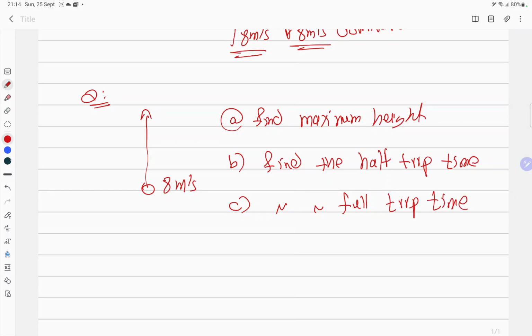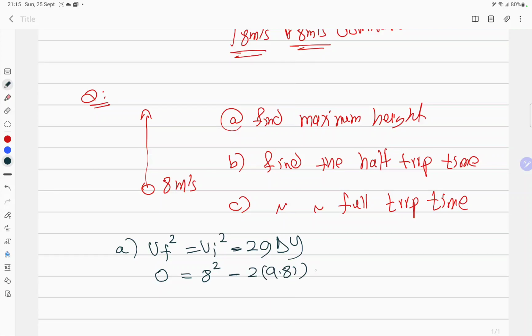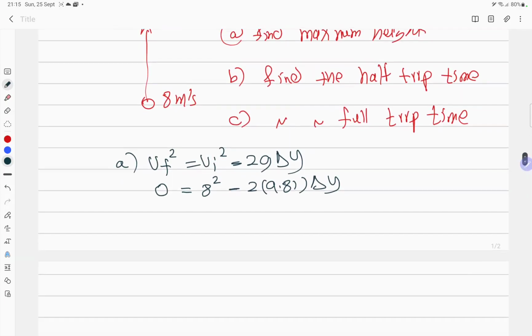So in this case, at stage 1, find the maximum height. For part A, I have V final squared equals V initial squared minus 2G delta Y. Why did I choose this? Because I don't have time. So I chose the equation which relates V initial, V final, and G delta Y. V final at this stage is equal to 0. V initial is 8 squared, minus 2 times 9.81 times delta Y, which is the maximum height.